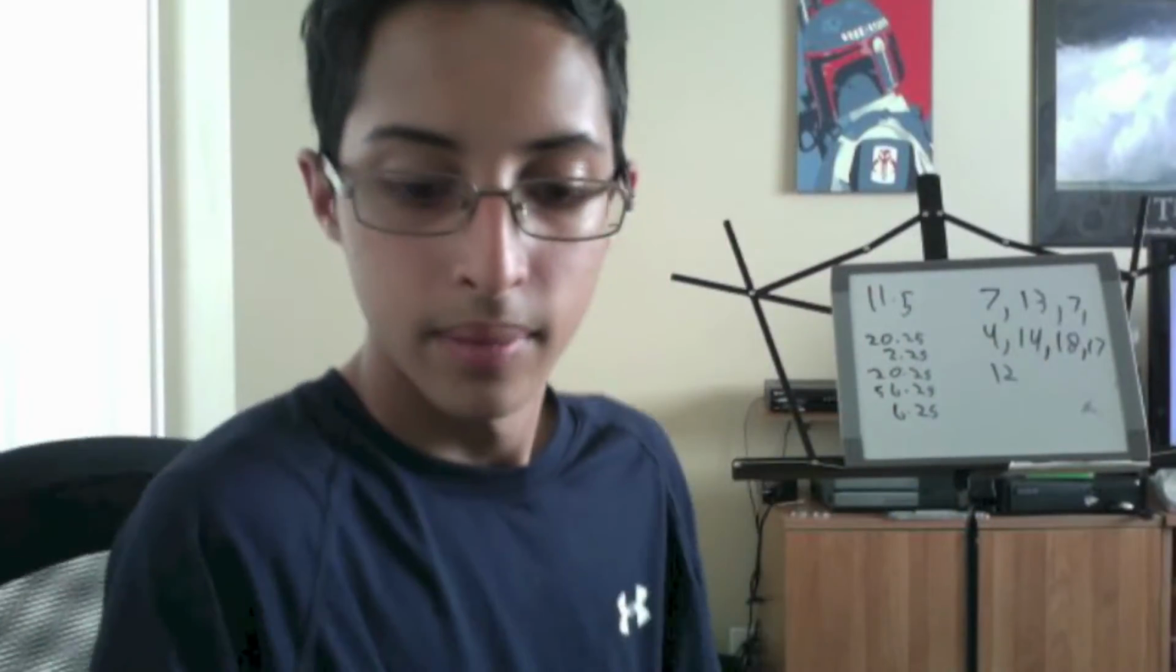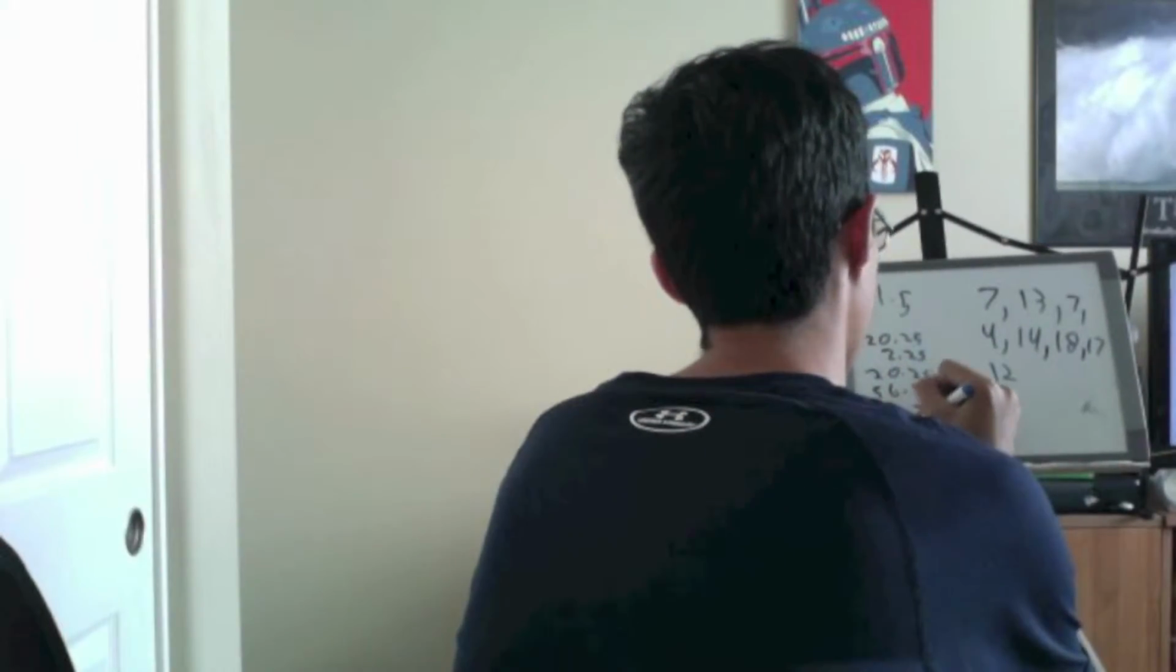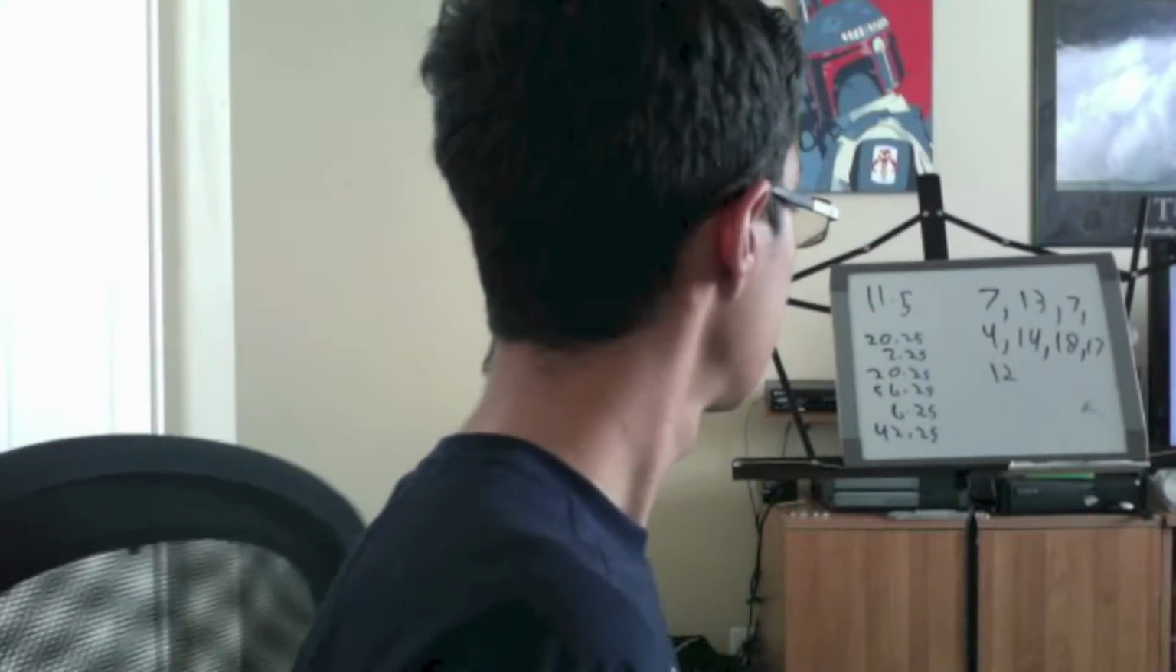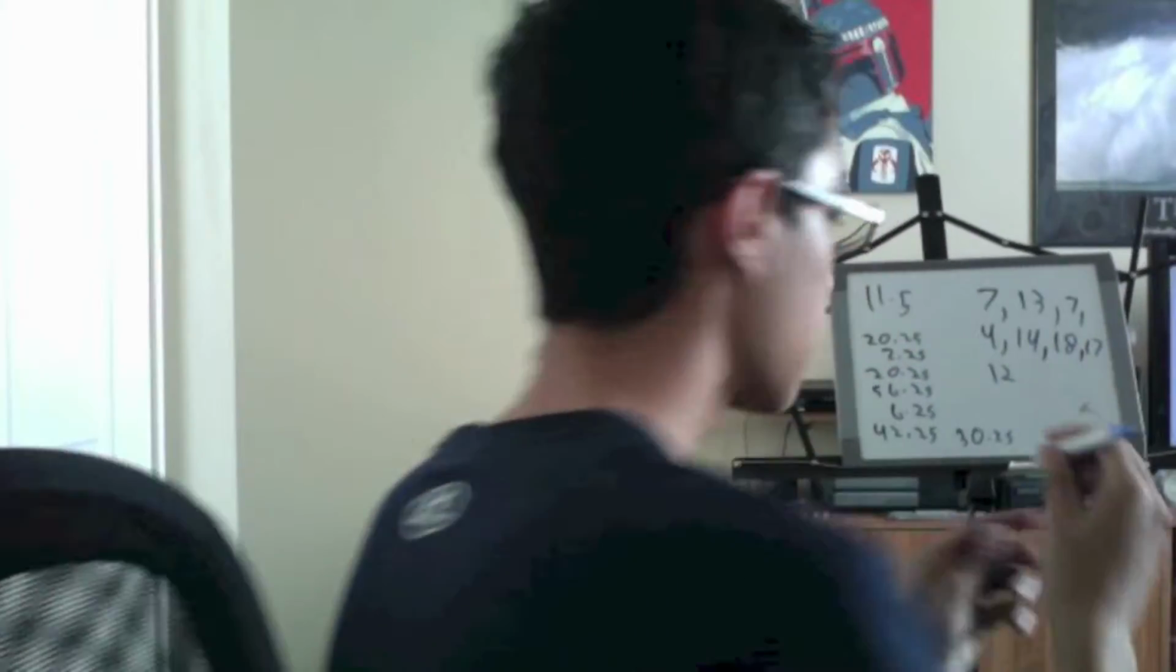So 18 minus 11.5, that is 6.5. Then 6.5 times 6.5 equals 42.25. Then 17. So 17 minus 11.5, 5.5 times 5.5 equals 30.25. Last but not least, 12. So 12 minus 11.5 is 0.5. And 0.5 times 0.5 equals 0.25.